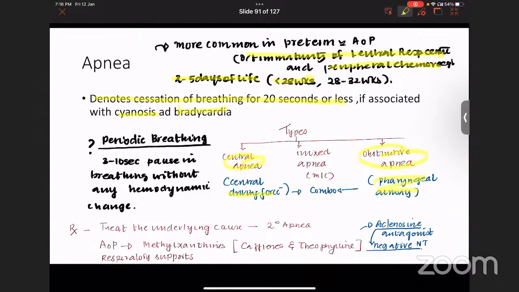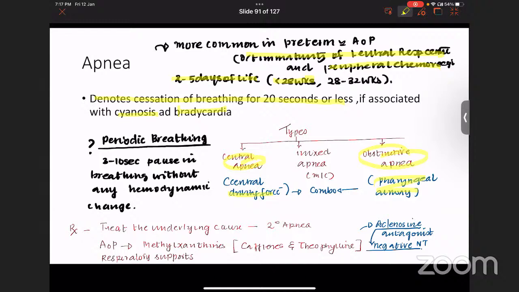And the combination of both, mixed apnea, is the most common. 40 to 60% of babies who are suffering from apnea have this. So always treat the underlying cause in case of secondary apnea. Any apnea that appears first within 24 hours of life or after 7 days of life can never be an apnea of prematurity. Then you have to rule out secondary apnea.